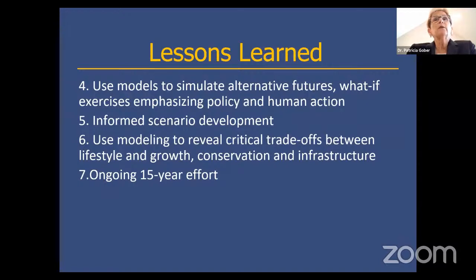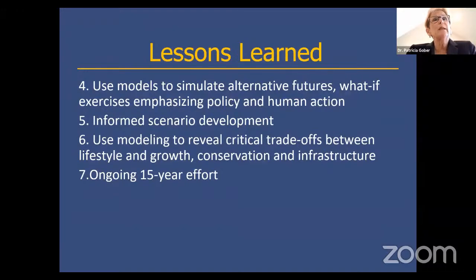And we use models to reveal critical trade-offs between lifestyle and growth and conservation and infrastructure. It's always a choice between them; the decisions are trade-offs. And if we can begin to model those trade-offs and use the science to better understand them, we can actually facilitate the decision process on the ground.